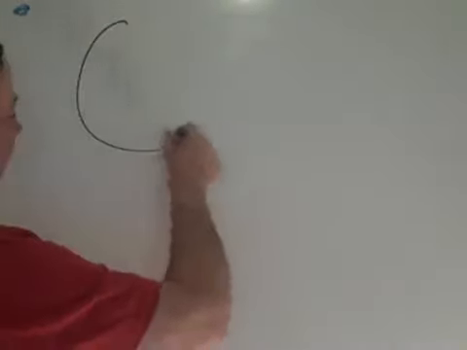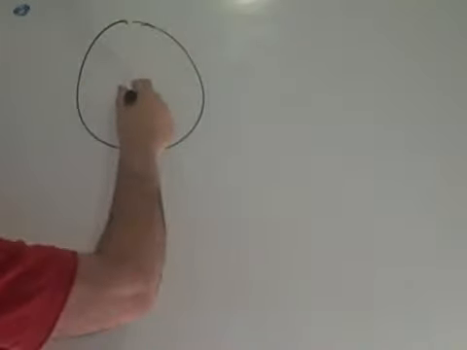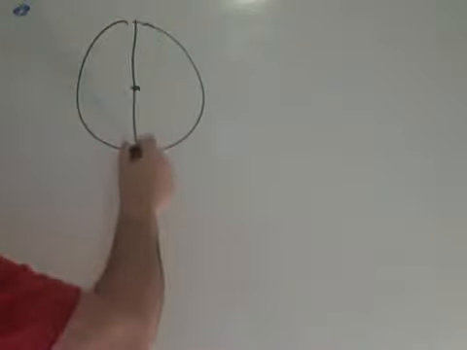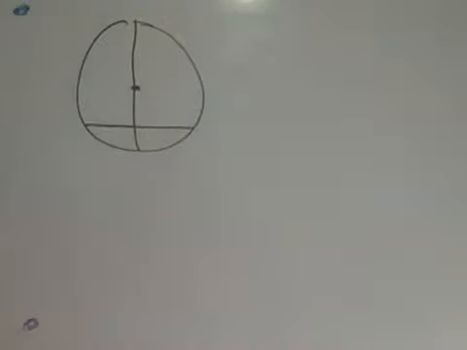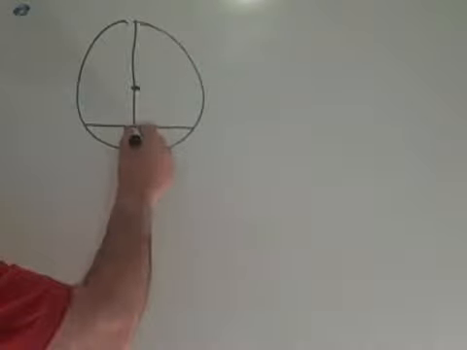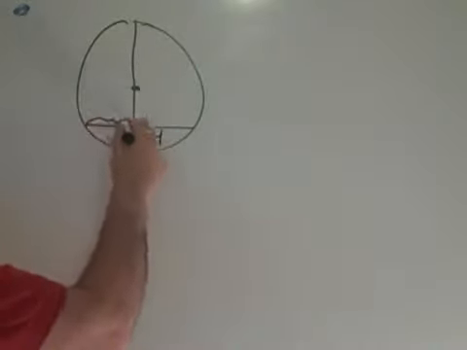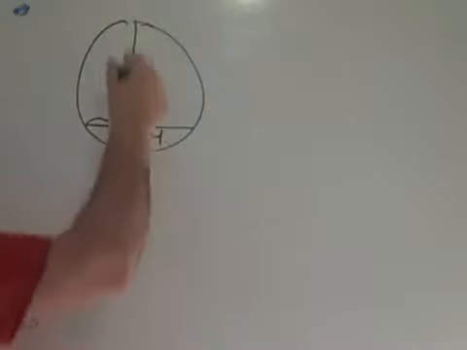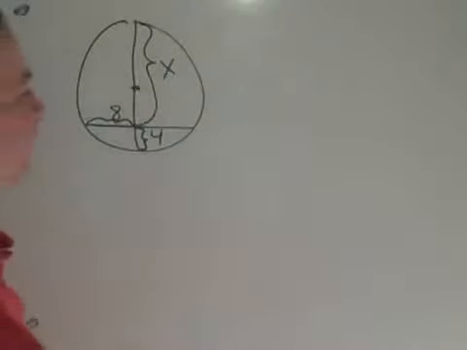Suppose you're given this circle, and here's the center. You have this diameter and you have this chord that meets the diameter at a right angle. That is, the two lines are perpendicular. And you were given that this distance is 4 and this distance here is 8. And you are being asked to find x.